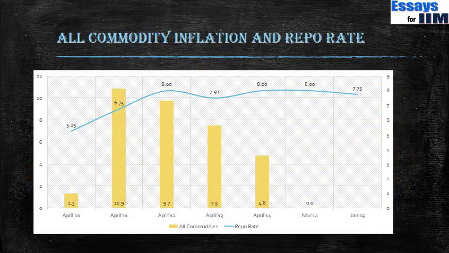So this is just to show you, the line in blue is the repo rate. So you can see the RBI adjusted itself to the price rise. The yellow graphs are the commodity prices, the WPI. You can see in April 2011, the WPI was very, very high. So you can see the repo rate also adjusted accordingly. It went to a high level of 8% in April 2012.